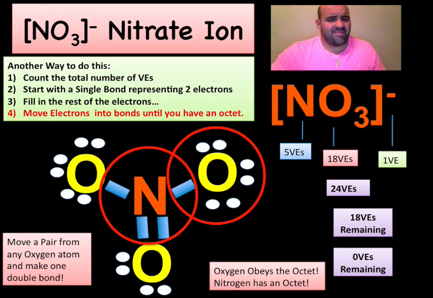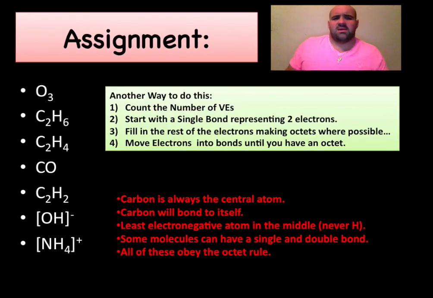So that's how we would draw that. Always count the total number of VEs to start. Start with a single bond, and then you just want to move electrons until you get your octet rule satisfied. And we'll look at a little bit more that we have to do as we go on. We'll talk about formal charge, but for now, try to draw all of these molecules using these simple rules.